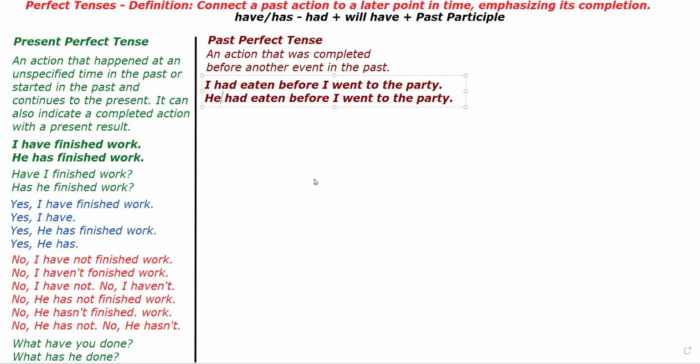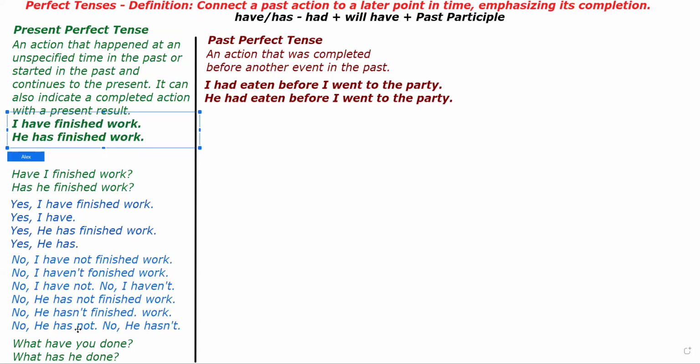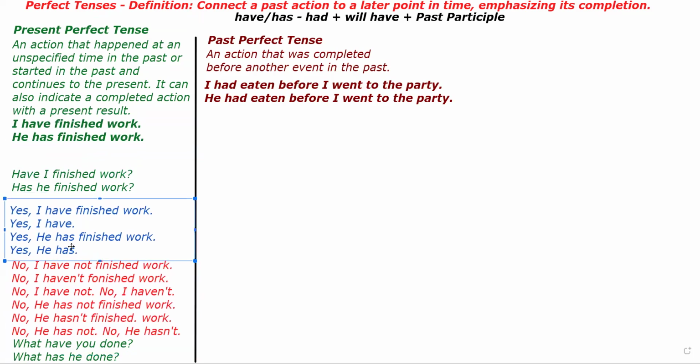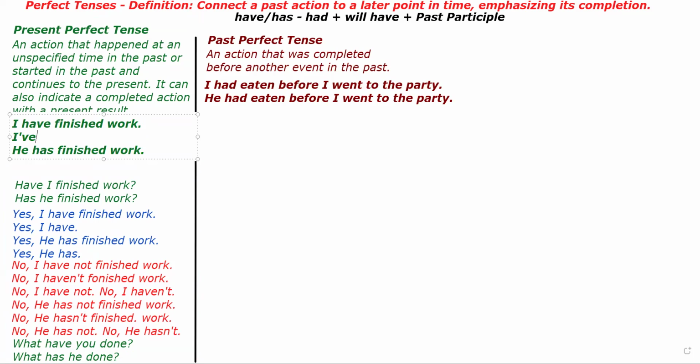Now, it's very important to also remember that you can use the contractions, which I didn't put in the last one. So I'm going to add it here in the present perfect tense. You can say, I have finished work, or you can say, I've finished work. The same thing here: you can say, he has finished work, or he's finished work. Okay?